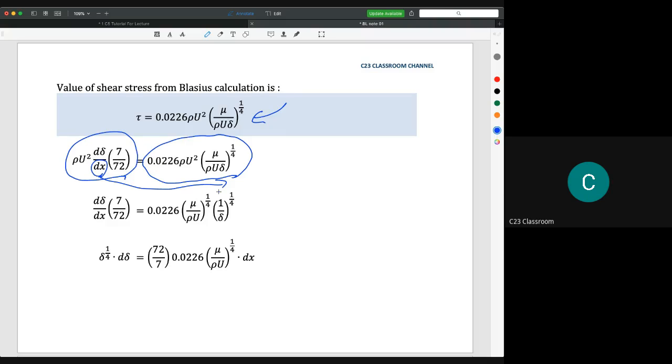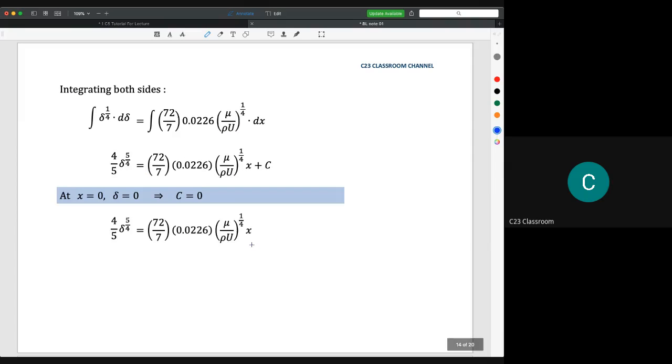So then we bring the delta here to the left side, and we solve it, and now we get this term. However, we still have delta d delta and dx here. So what we do is we integrate both sides. After integration, we get a constant here.